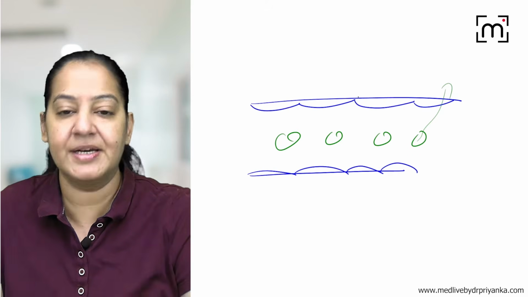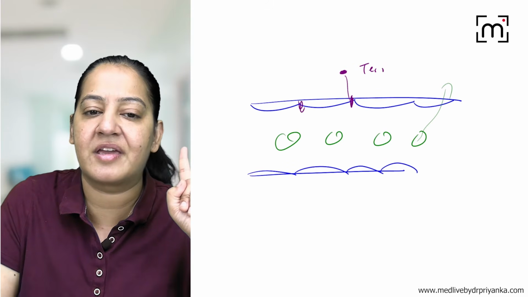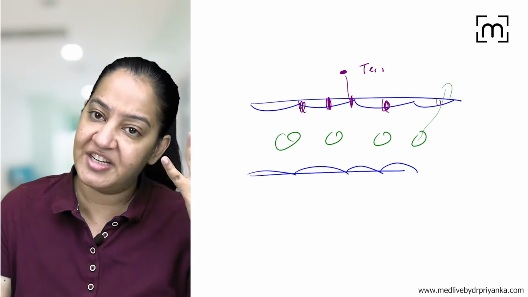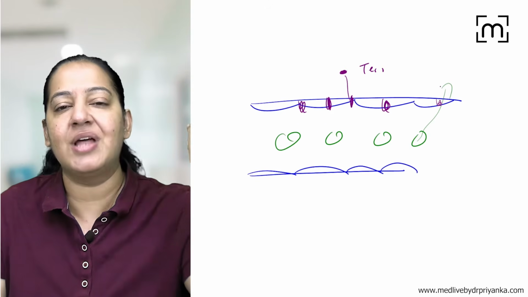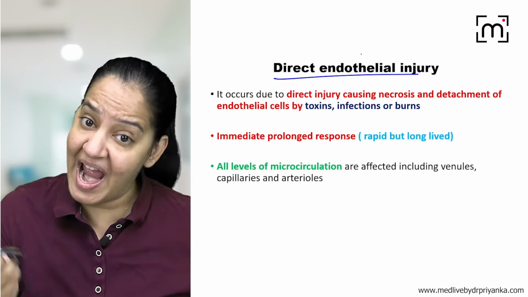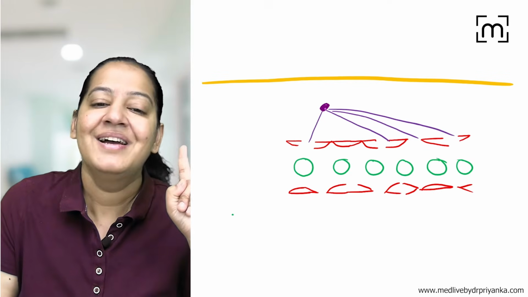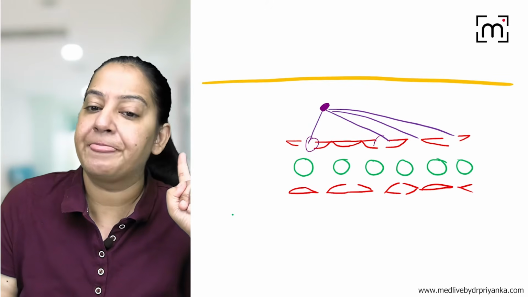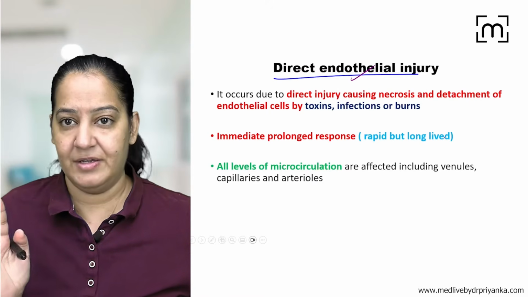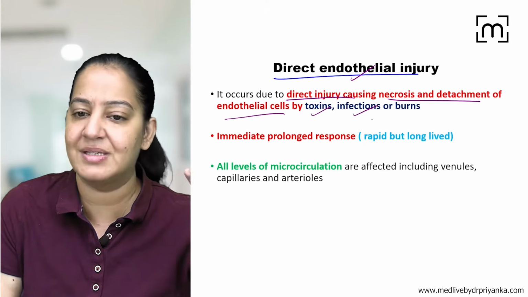So the second mechanism is the gap is created by the terrorist itself. The terrorist will create the tunnels or the gaps by causing the necrosis of the endothelial cell. It can be at the junction, it can be at the non-junction, and it will challenge the army: please come out and fight with me, I have created gaps with you. So this is known as direct endothelial injury by the injurious agent. This injurious agent is causing the necrosis of the blood vessel at various levels, creating gaps at multiple levels. So direct injury causing necrosis and detachment of the endothelial cells by toxins, infections can occur.